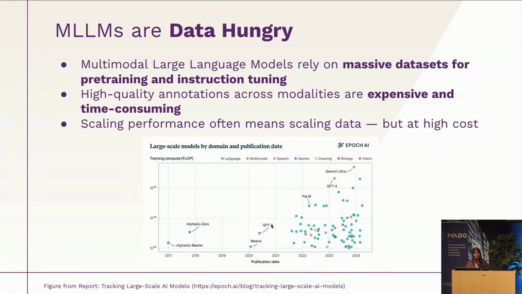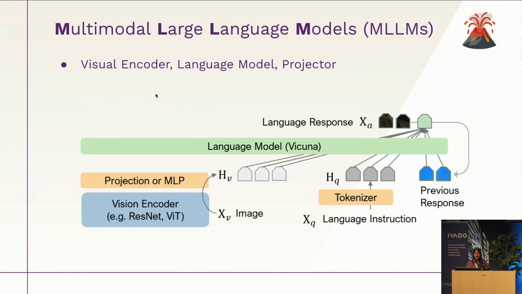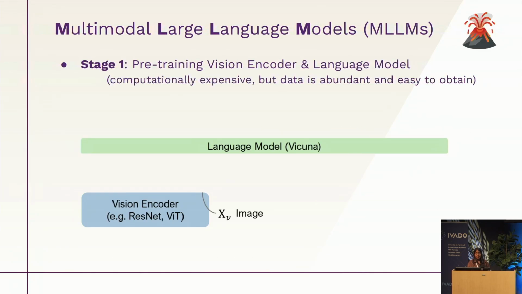And this is a plot just showing, if you look across the years, the increase in the compute. So you will see models which use multimodal data, GPT-4, Gemini, are sitting at the top of this list, right? So it is quite expensive. So we are going to focus on these kinds of models and try to improve the data efficiency, specifically in the instruction tuning stage.